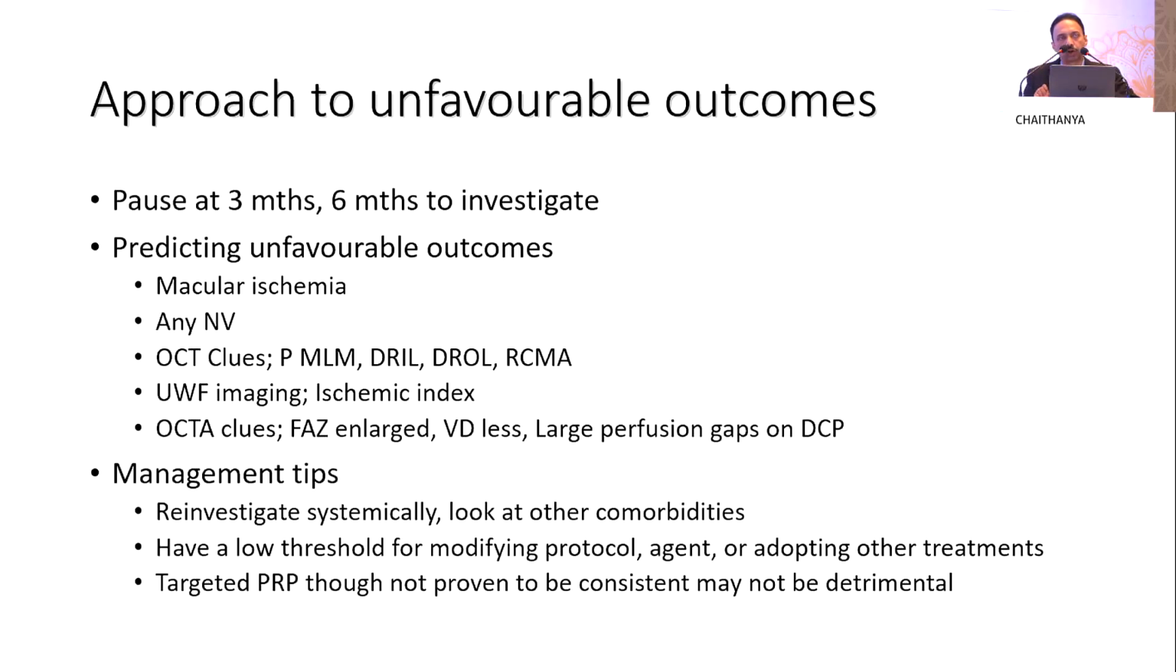So this is my final take on unfavorable outcomes. You need to pause at 3 months and 6 months and reinvestigate. Look for unfavorable outcomes on the OCT. Look at ultra-wide field imaging or OCT clues, and then reinvestigate systemically at that point. Look at other comorbidities, and then have a low threshold for modifying the protocol or agent or adopting other treatments.